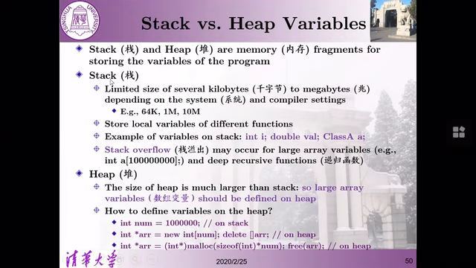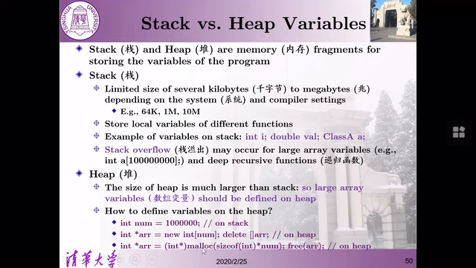Good thing for stack is that you don't need to clean up the memory. When the object goes out of the scope, it will be cleaned up. And also stack variables run faster than heap variables, okay? Then for heap variables, the size of the heap is much larger than the stack. So large arrays or large objects can always be allocated on heap. So these are the ways to define heap variables using new or malloc.